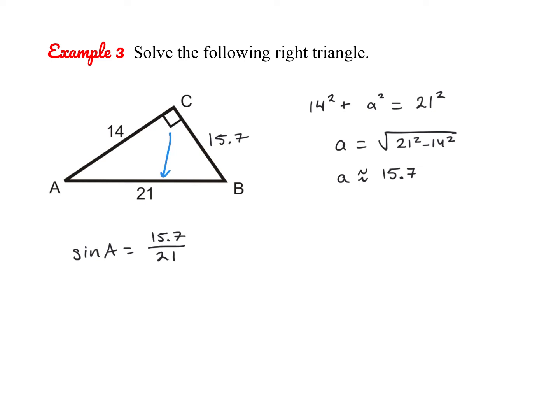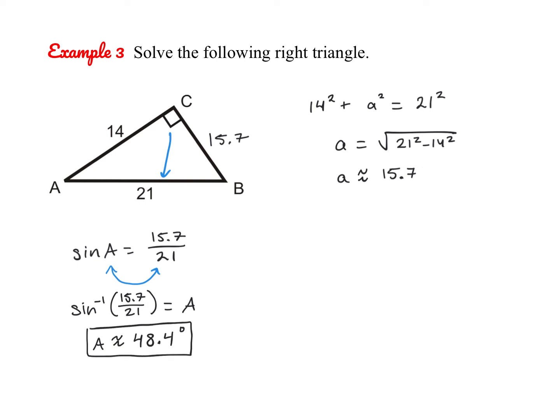And again, since in this case I'm trying to find the angle, I need to use the inverse trig function. So I'm going to swap the input and the output. So we'd say the arc sine of 15.7 over 21 will equal angle A. So this we're going to need to plug into our calculator to get a decimal approximation. And just so you guys know, the arc sine button is directly above your sine button on most scientific calculators. So here we should get approximately 48.4 degrees. So remember, it is the angle, so we need to have the correct units.